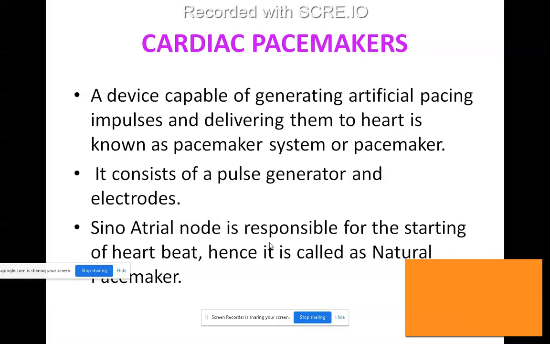I think you all know what an electrode is. An electrode is nothing but a transducer which is going to convert the biosignal into an electrical signal. For that purpose only you would be using the electrode.